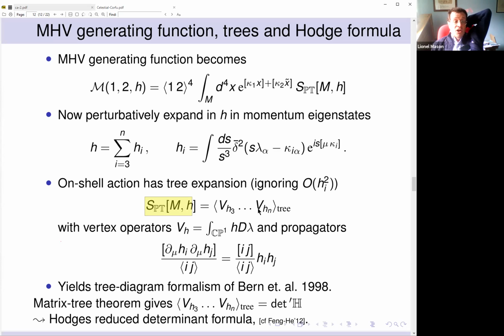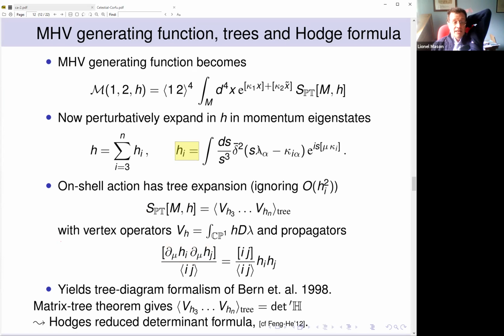And that's really made out of contractions between these expressions for the momentum eigenstates, and that immediately gives us the entries in the Hodge matrix. These tree diagrams can then be shown to be precisely the tree diagram formalism of Byrne and friends, and you can follow Bow and Song to show that the matrix tree theorem gives rise to the Hodge determinant, or reduced determinant.